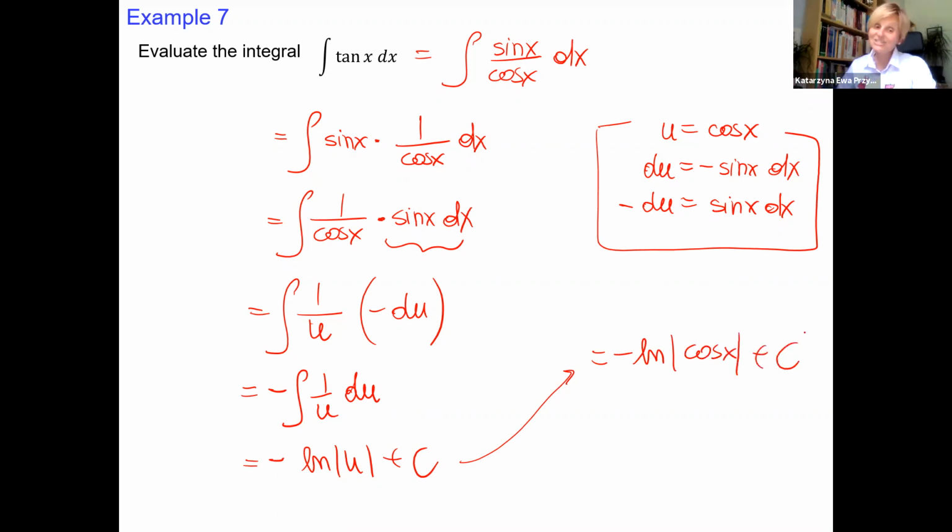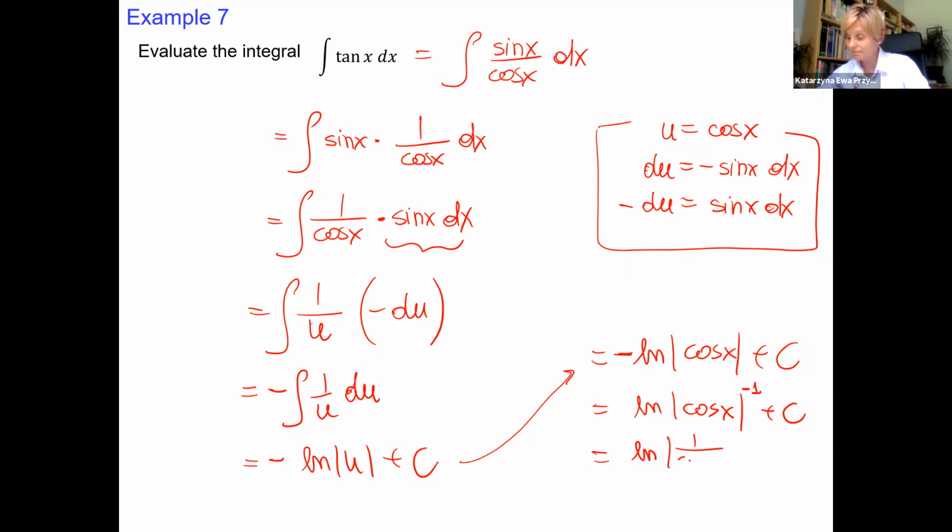And yes, this is the integral of tangent of x: negative ln of cosine of x plus the constant. However, what we may see is that the negative in front, as a coefficient of the logarithm, we can put as an exponent. Cosine to the negative 1 is 1 over cosine, and 1 over cosine of x is secant of x.